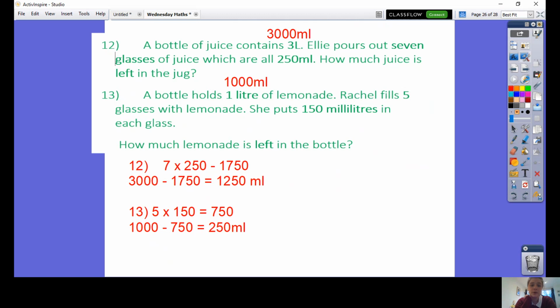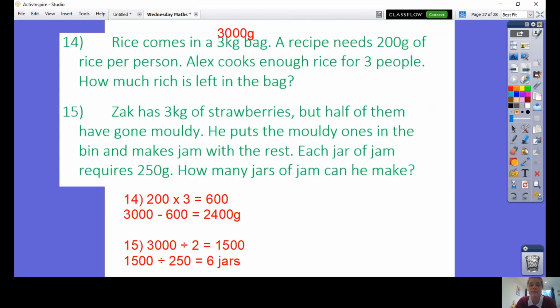Okay, these 2-mark problems. First, you had to convert 3 litres to 3,000 millilitres. Then you work out how much juice has gone. 7 glasses of 250 millilitres is 1,750 millilitres, but the actual question said how much is left. So then you did your subtraction. 3,000 take away 1,750 is 1,250. This next one was basically exactly the same. 5 groups of 150 is 750 millilitres, and then subtract that to get 250.